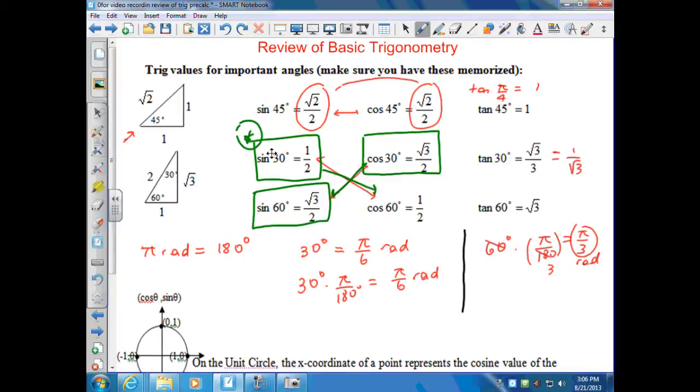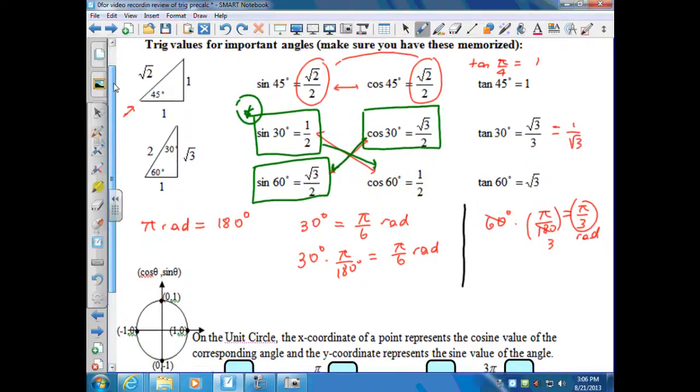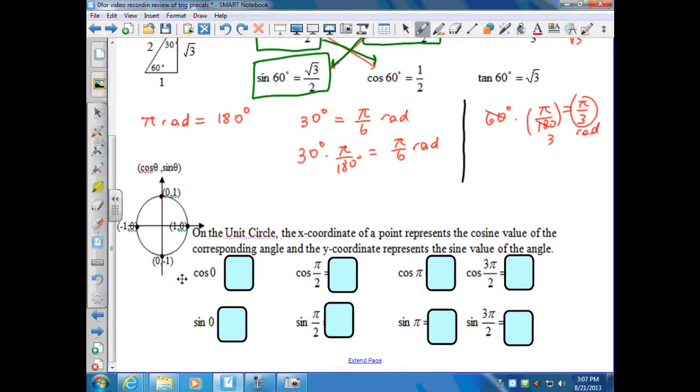Sine 30 is 1/2. That means cosine 60 will be 1/2. So sine 60 must be the other value, root 3 over 2. That means cosine 30 will be that same value, root 3 over 2. So that covers everything. If you haven't yet memorized this, please take a moment to do that. And also a few more important angles. And now we're going to take a look at the unit circle.